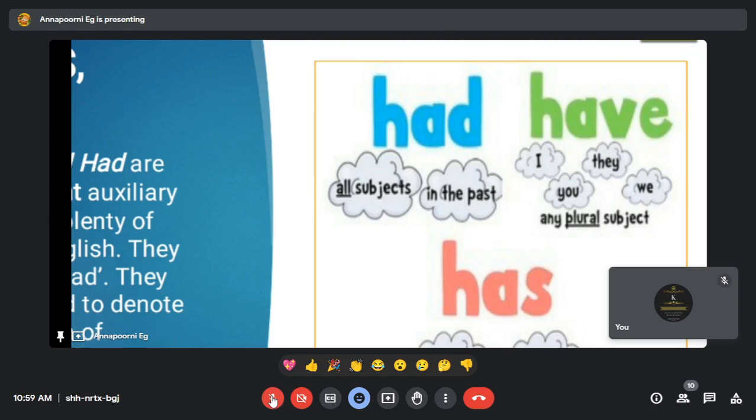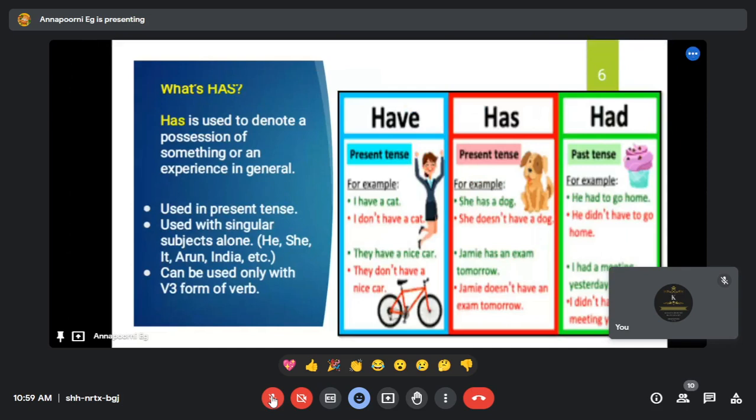Good. Okay, so now we can move to the first one, has. So who is willing? Okay, I will call out the name first. Jenny, please read the definition for has. Yes, ma'am. Past tense, for example, he had to go home. No, I want the definition, ma'am. The left side. What is has?